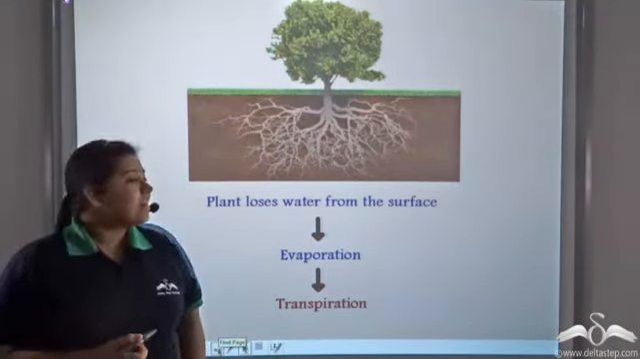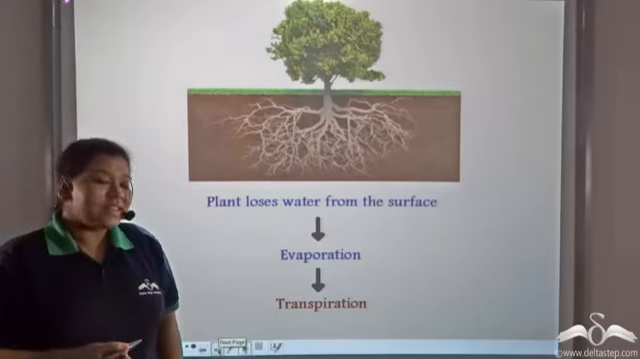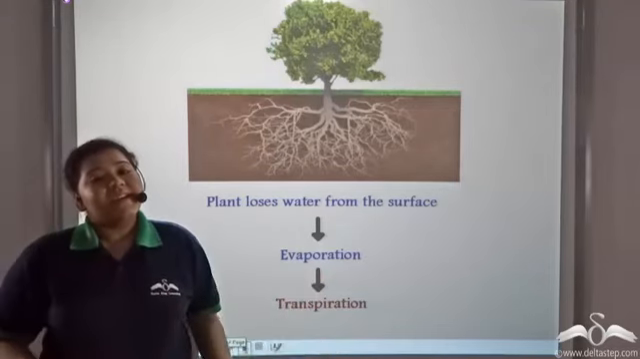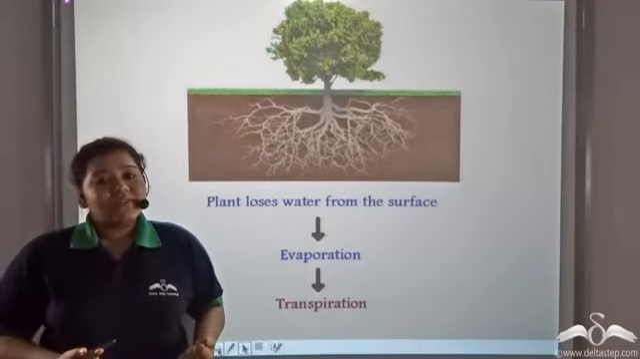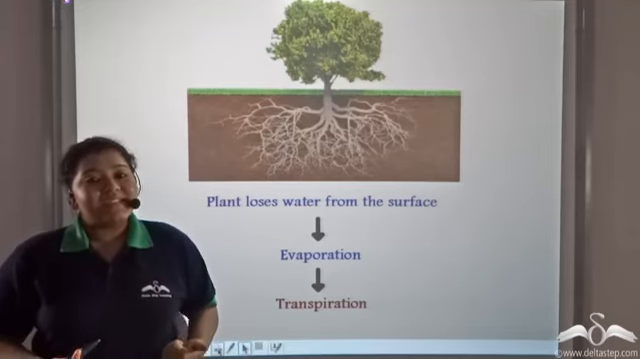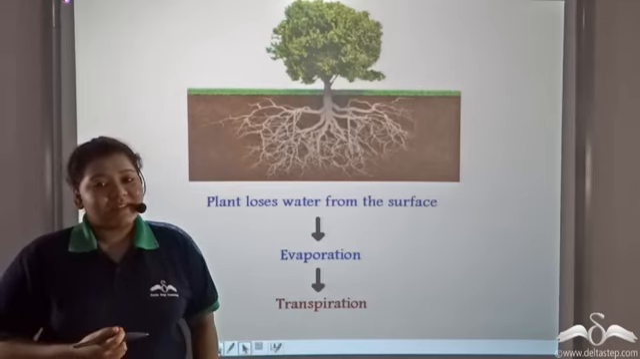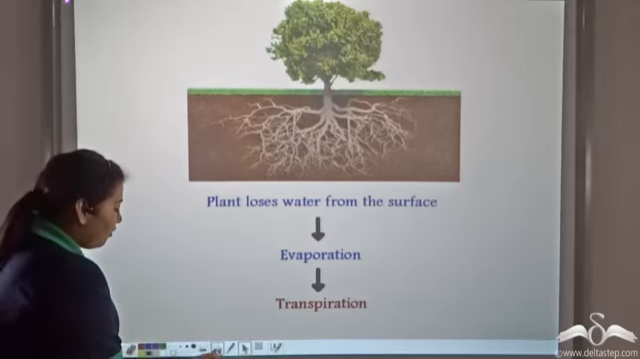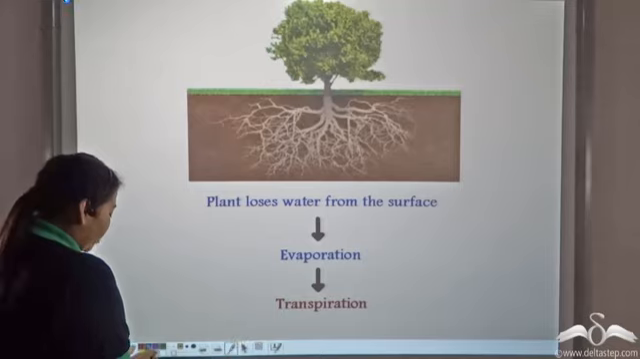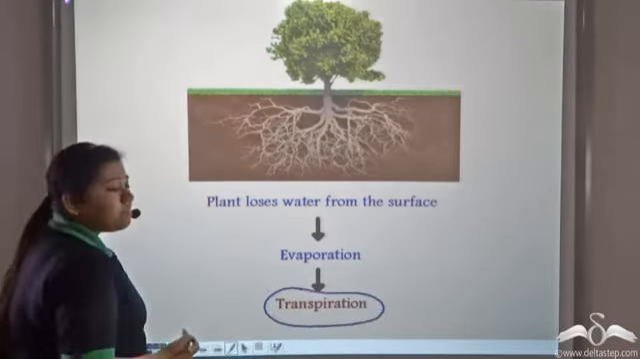Now, similarly, plants lose water from their surface by evaporation, thus cooling down. So, this process is done to regulate its body temperature in extremes of temperature. And this process of losing water as water vapor by green plants is known as transpiration.